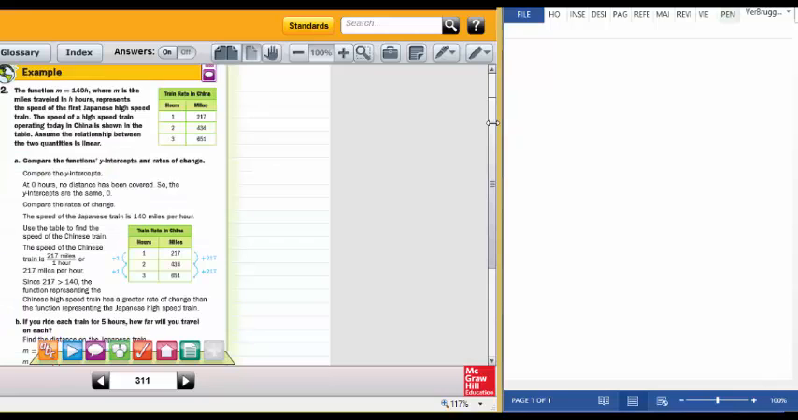All right, let's take a look at example number 2 here. We have the function m equals 140h, where m is the miles traveled in h hours. It represents the speed of the first Japanese high-speed train. The speed of a high-speed train operating today in China is shown in the table. Assume the relationship between the two quantities is linear. So we have 140h. So in other words, this would be m equals 140h. This would be 140 miles per hour.